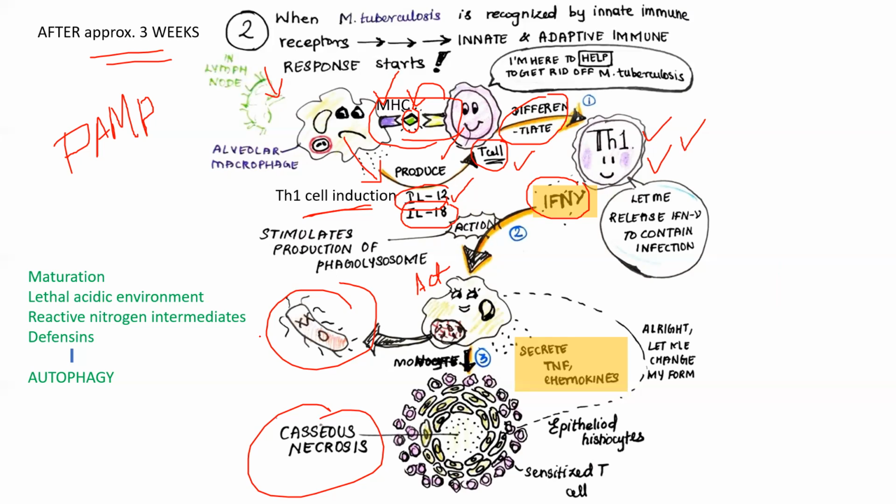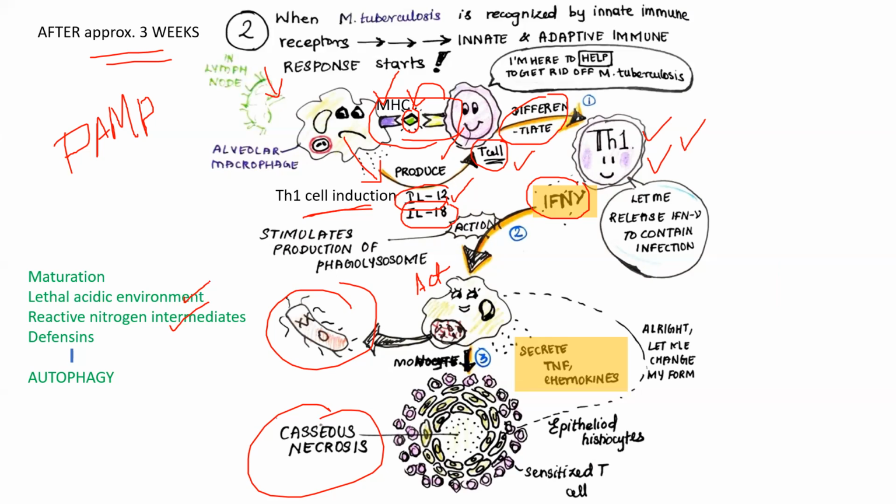The other mechanisms are that interferon gamma stimulates the production of nitric oxide synthase. This nitric oxide synthase eventually results in production of reactive nitrogen intermediates, which are very important for killing of bacteria. And also, with all this going on, you have a lethal acidic environment.